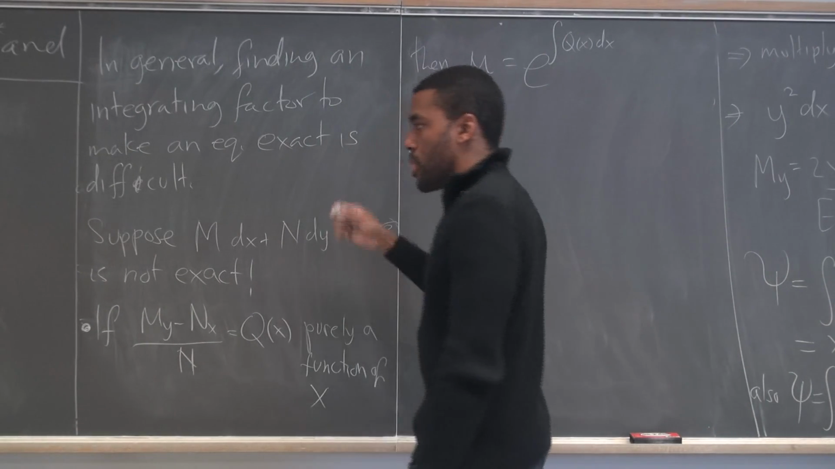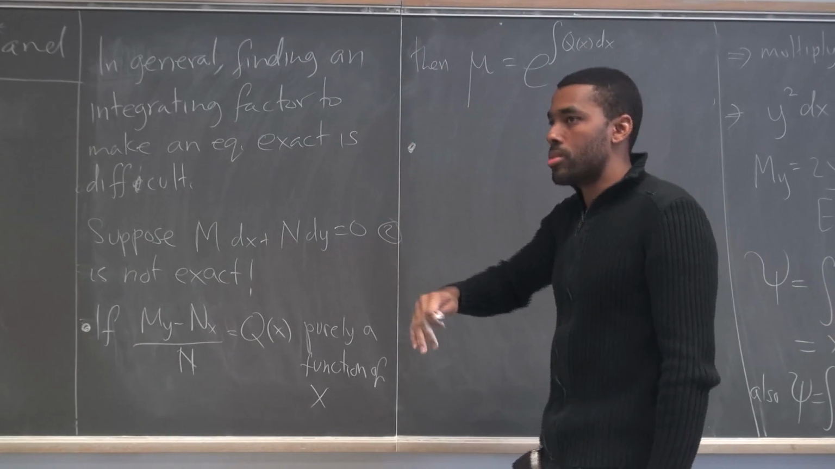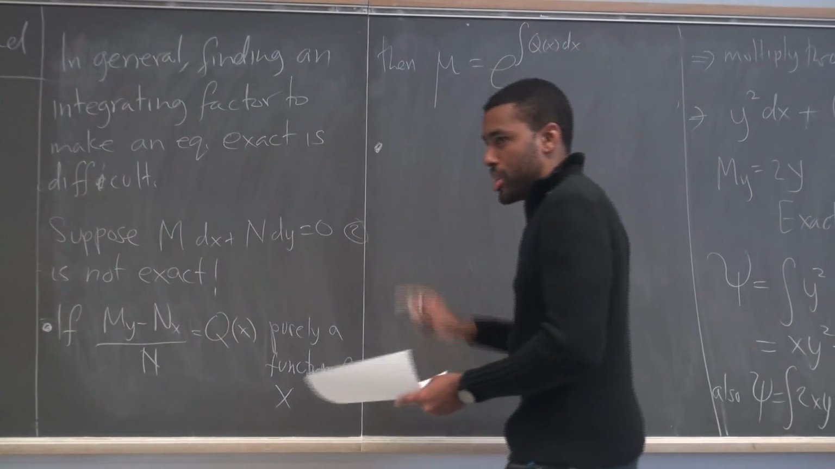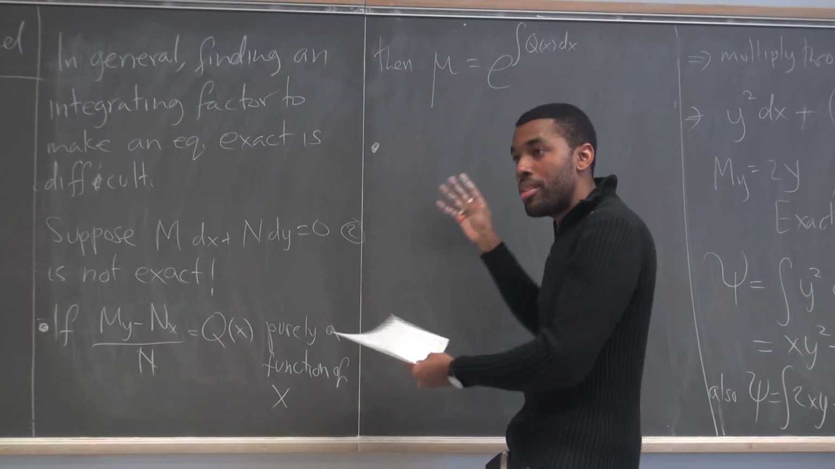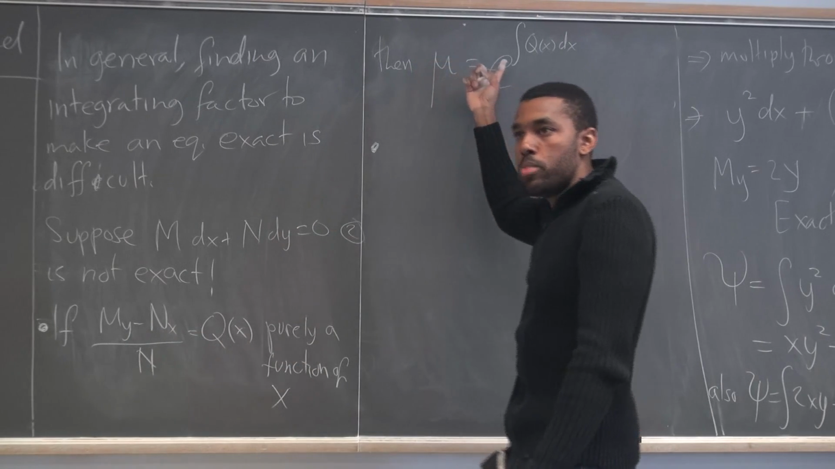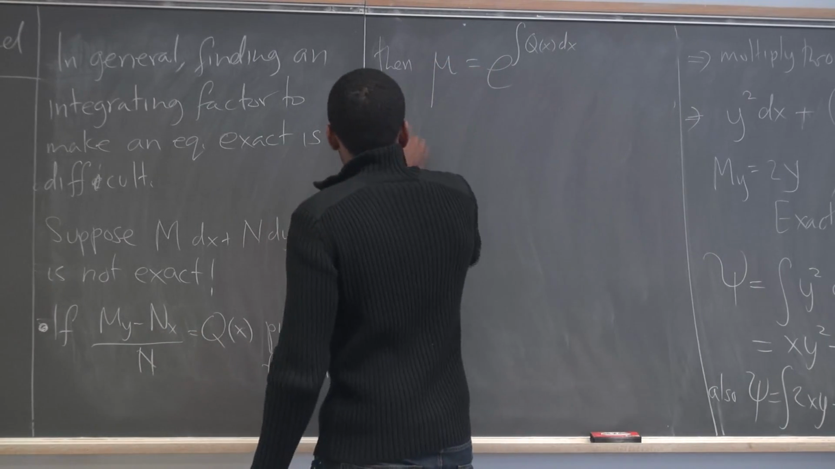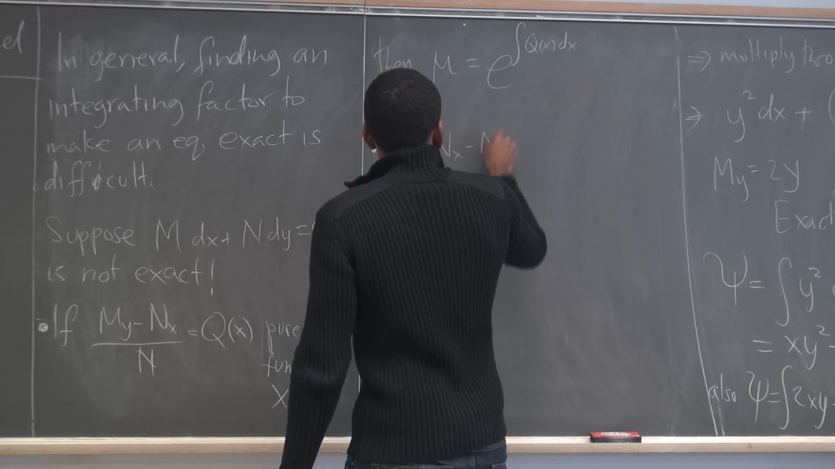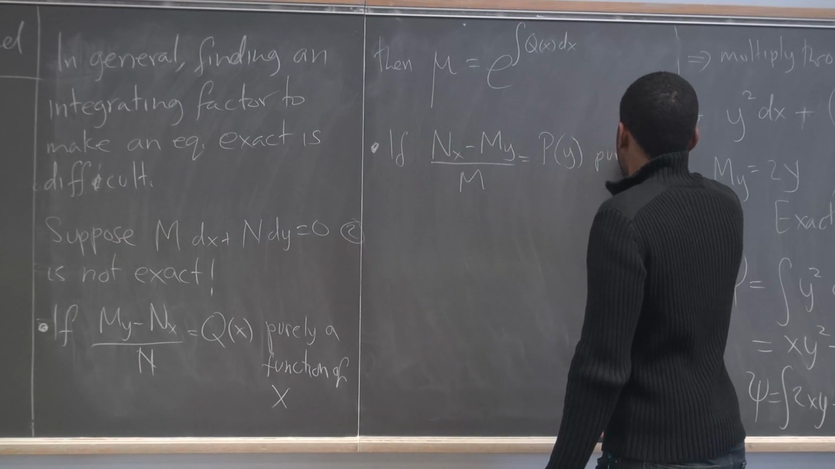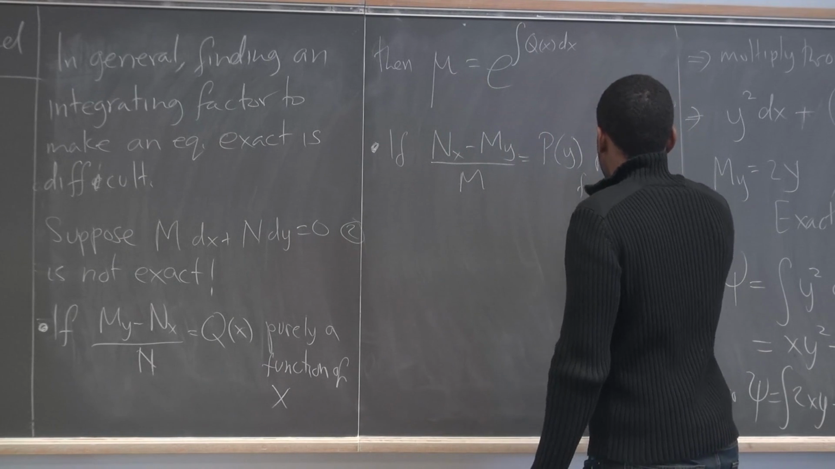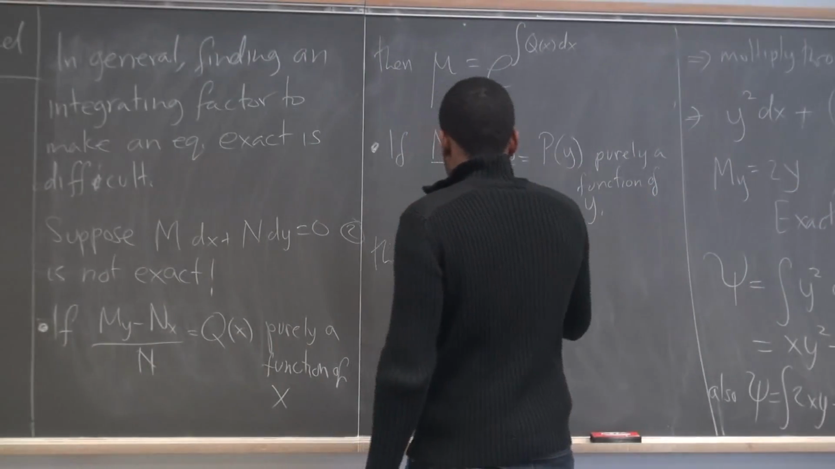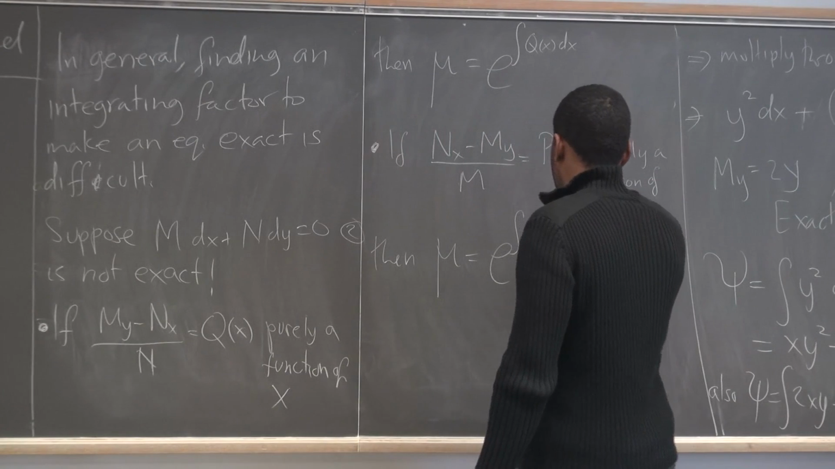I'm not going to prove it. There are actually a couple problems in the book that walk you through the steps of figuring this out. So if you're interested enough, you can find it, but technically it's not in our syllabus, so I don't want to spend the time on it. I'm just letting you know it's out there. There are cases where you don't have an exact equation, but you can make it exact. And in the case where this works out, this is the guy that will make it. And in the second case, if that is purely a function of y, then you can set mu equals e to the integral of that guy.